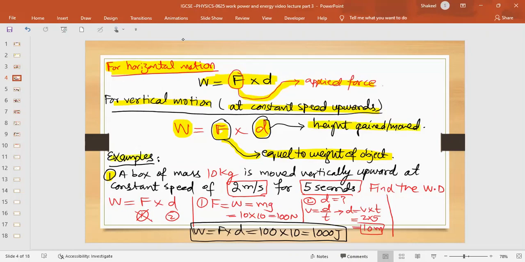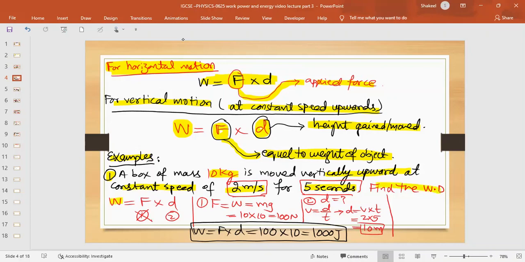So let's do an example. A box of mass 10 kg is moved vertically up at a constant speed of 2 meters per second for 5 seconds. Its mass is 10 kg. How much work is done on it?